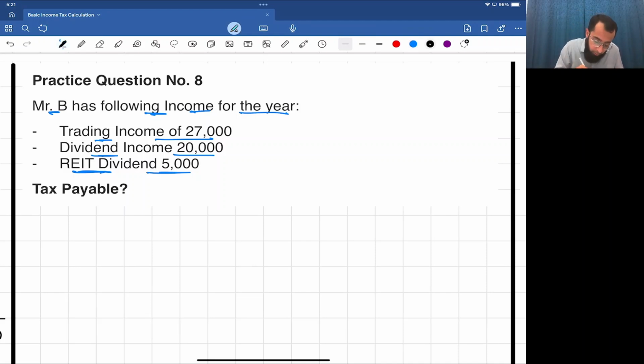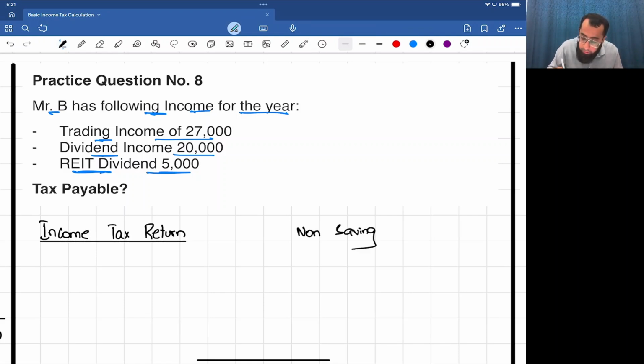Let's look at it. I want you all to listen to me carefully. We are making income tax return. There are two heads of the income, non-saving, which is the normal income, and the dividend income, because now we are having dividend incomes in our questions.